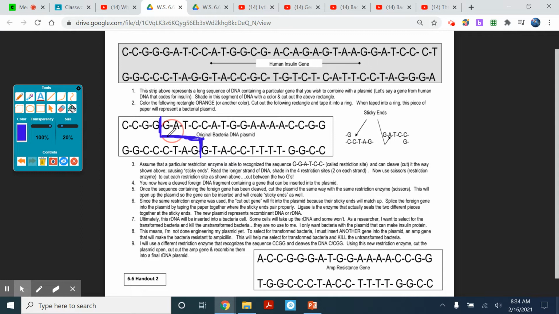And then connect those two lines. Because if we want to insert DNA in this plasmid, we have to cut it open. And we can use a restriction enzyme to do that. We discovered them in bacteria.